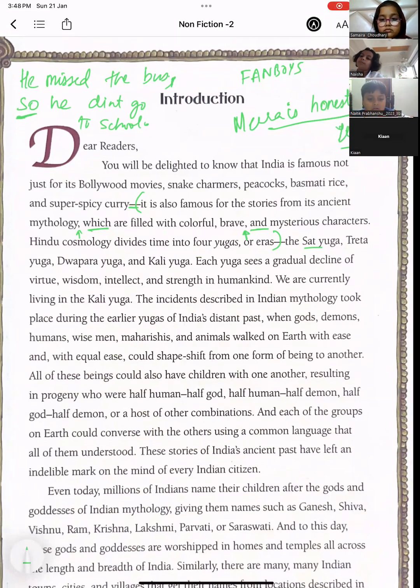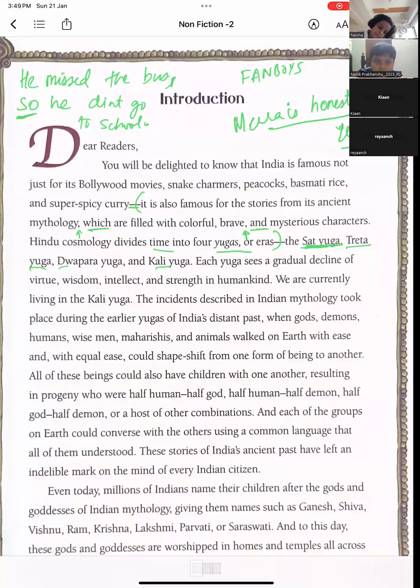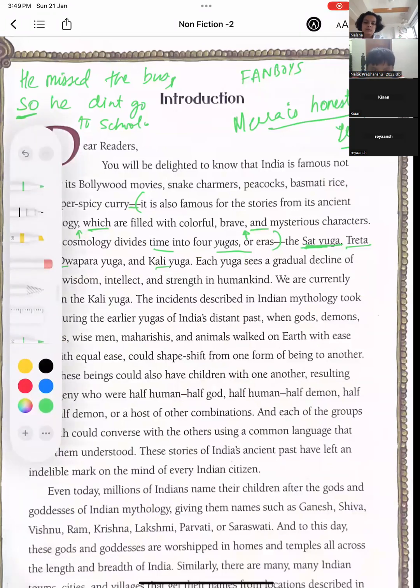It is also famous for the stories from its ancient mythology, which are filled with colorful, brave, and mysterious characters. Hindu cosmology divides time into four yugs or eras: Satyug, where people used to speak the truth, Treta Yug, Dwapar Yug, and Kal Yug. So we are in Kal Yug, okay? Each yug sees a gradual decline of virtue. Wait, kids. Now this line is very important. Each yug sees a gradual decline of virtue, wisdom, intellect, and strength in humankind, which means it is making humankind more and more weak, or I would say weaker.